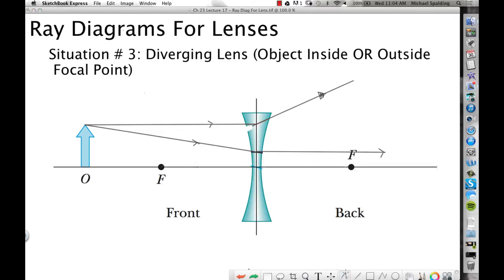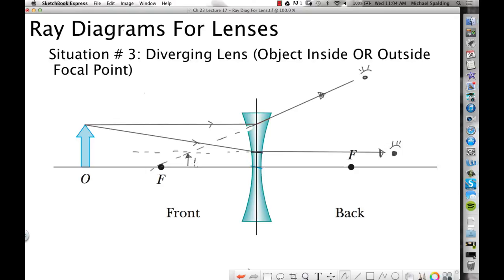Okay. Are these two rays ever going to cross? No. So it's going to be virtual. So here's how you figure it out. If your eyeball were right here, where would your eyeball think that this ray came from? You go dot, dot, dot. If your eyeball were up here, where would it think that this ray came from? Dot, dot, dot. We just found the image right there.